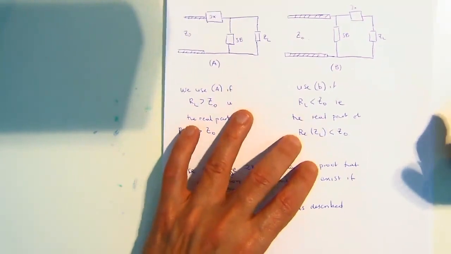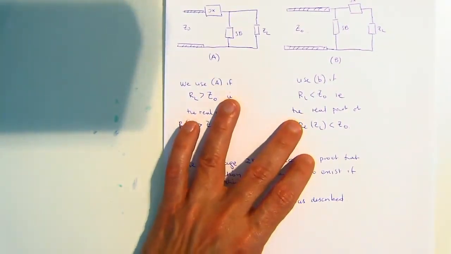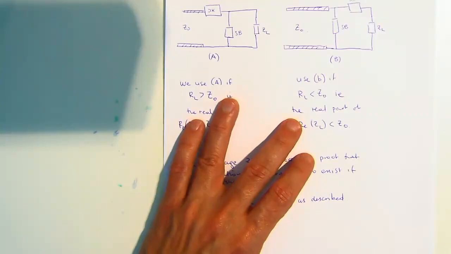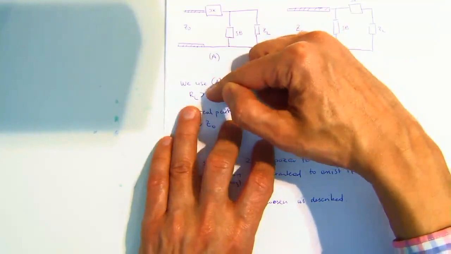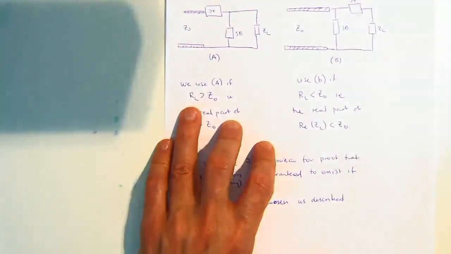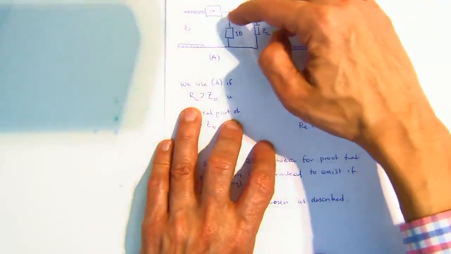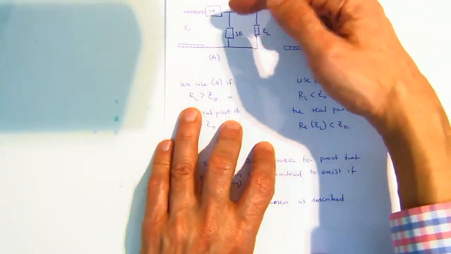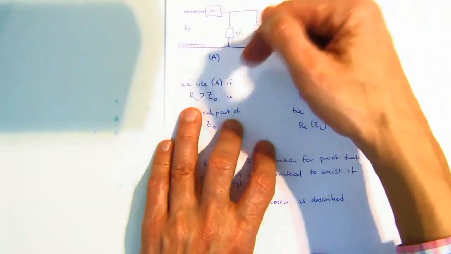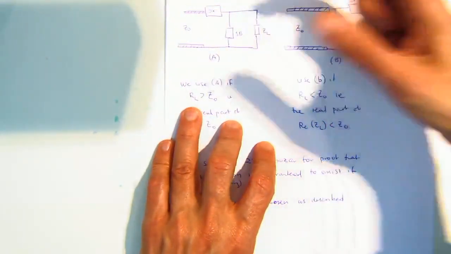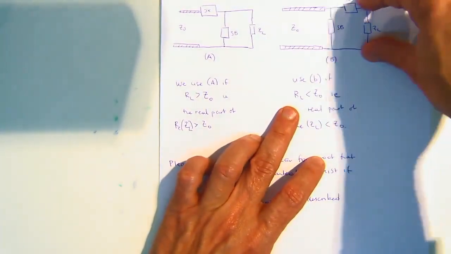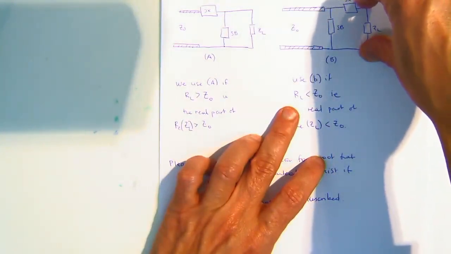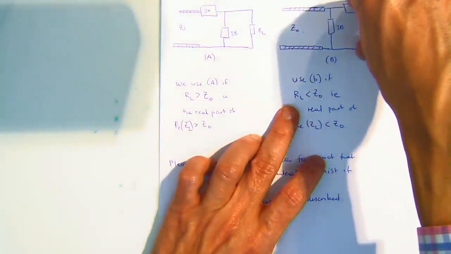And if you want to save yourself a little bit of pain, what you can do is say, if I know my real component is greater than my characteristic impedance and I use circuit A, there are always two sets of either capacitors or inductors, or a ratio of capacitors and inductors, which allow me to get a perfect match. And if the real impedance is less than Z0, this circuit always guarantees me a solution. That's the only reason I'm choosing it. Does that make sense?